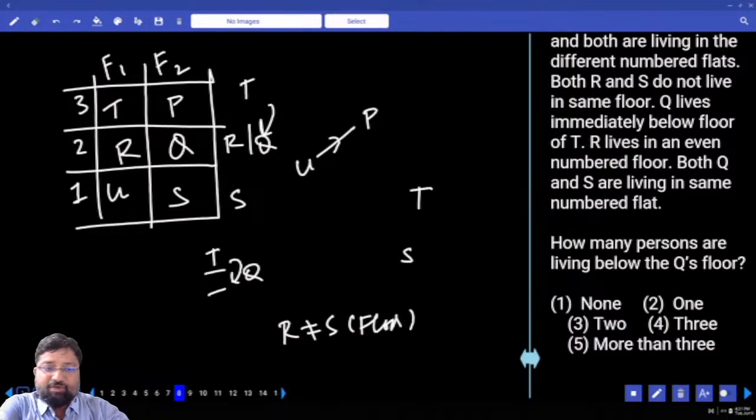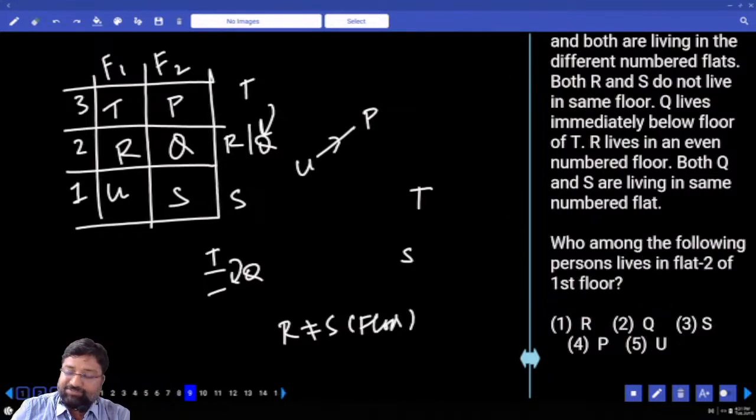How many persons live below Q's floor? Below Q's floor, I see 2 persons living. Because each floor has 2 persons. Who amongst the following persons live in flat 2 of first floor? Flat 2 of first floor. Yes.